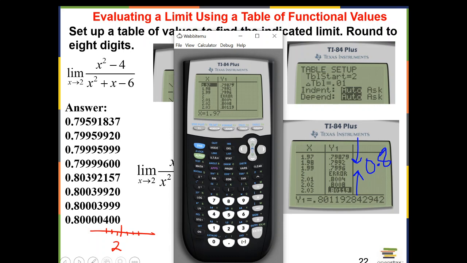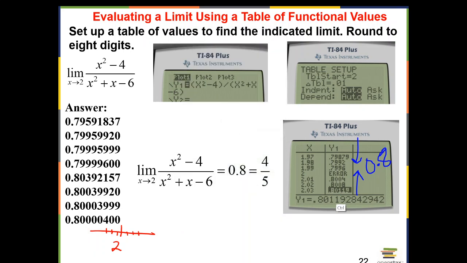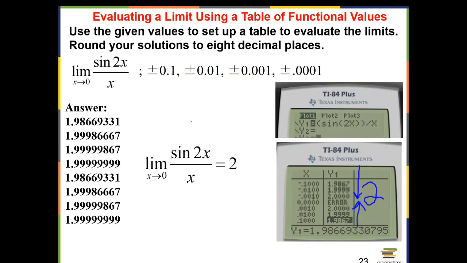And look at what the function values do. It looks like they're approaching a number. And that number looks like 0.8. So we say that the limit is 0.8. Okay, so that's one way to find the limit. Let's look at another example. In this example, again, we are given a bunch of numbers to use. We could do that, but I'm going to do it just automatically.